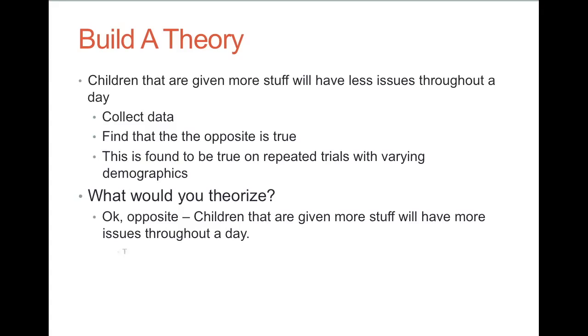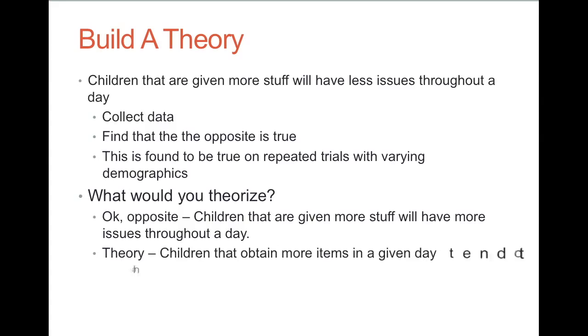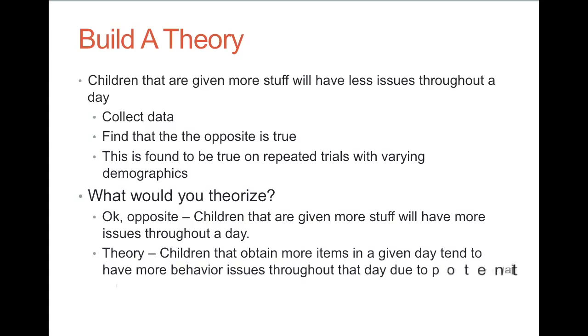Should come pretty close to something like this. Children that obtain more items in a given day tend to have more behavior issues throughout that day due to potential feelings of entitlement. It could be due to just being spoiled. Something like that. You want to kind of come up with an idea based off of your evidence and build a theory on that. And since you have support for all of it, you can build a pretty good theory.